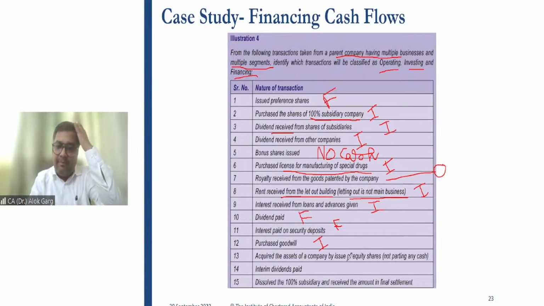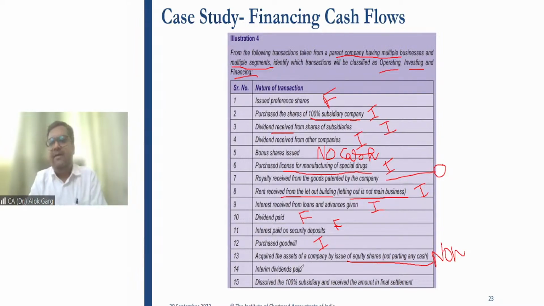Acquire the asset of a company by issue of equity share. The company has not paid any cash. The company has acquired the asset and has issued equity shares. Is there any movement of cash in this transaction? Answer is no. This is a non-cash item. Right?